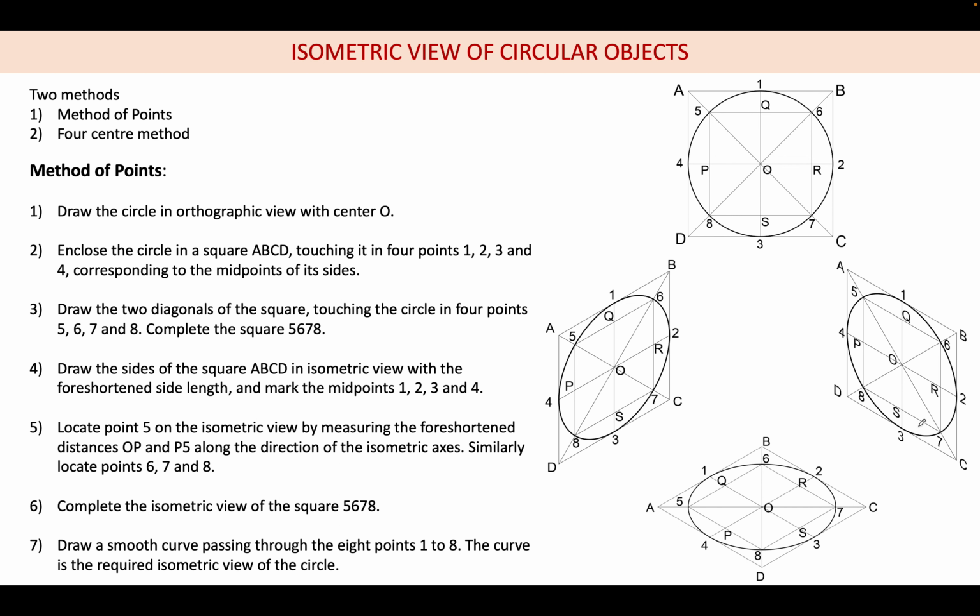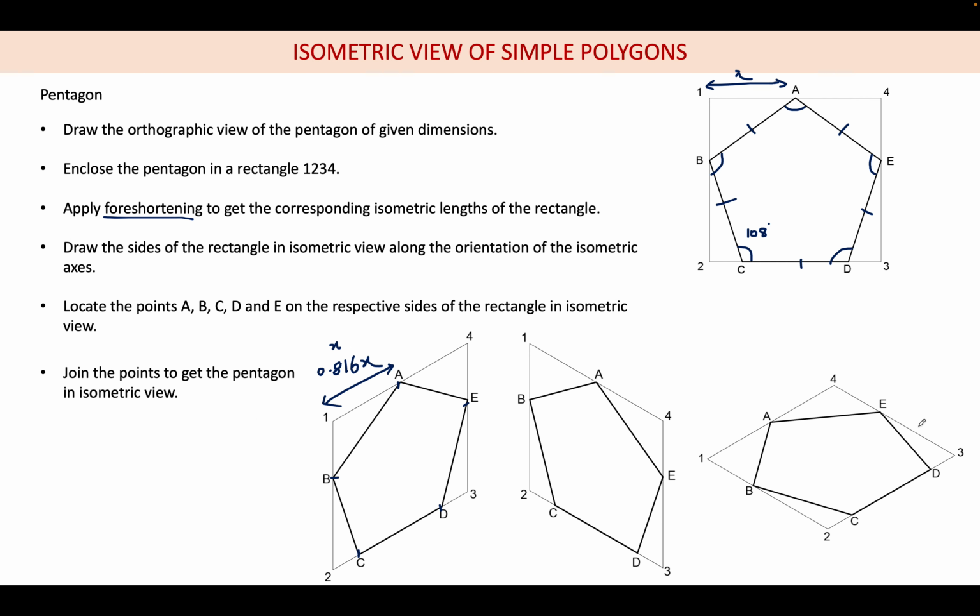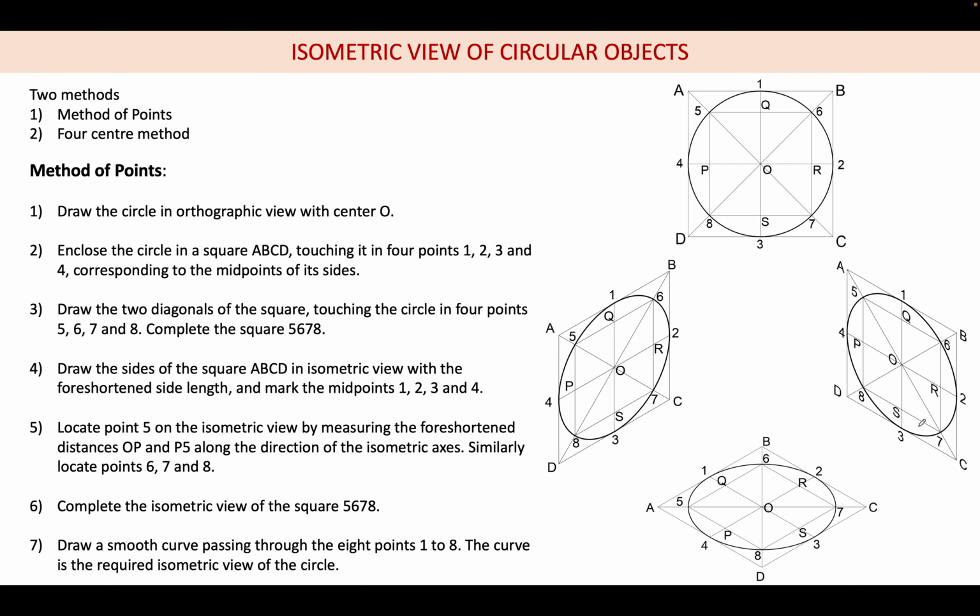So now circle. Till now we saw regular objects, and regular polygons, so now we are seeing the circle. There are 2 methods for drawing the isometric view of a circle. One is the method of points, and another is the 4 center method. First, with center as O, we have to draw a circle, and then similarly to the pentagon, we are enclosing it inside a square.